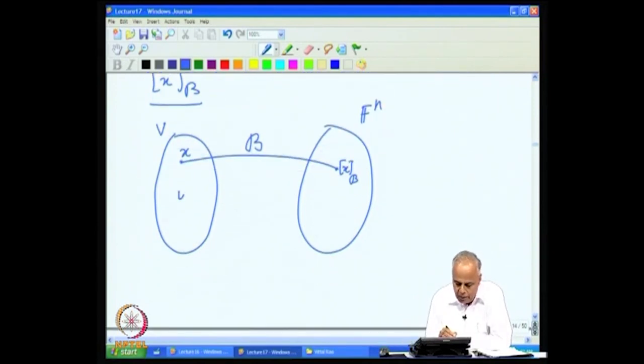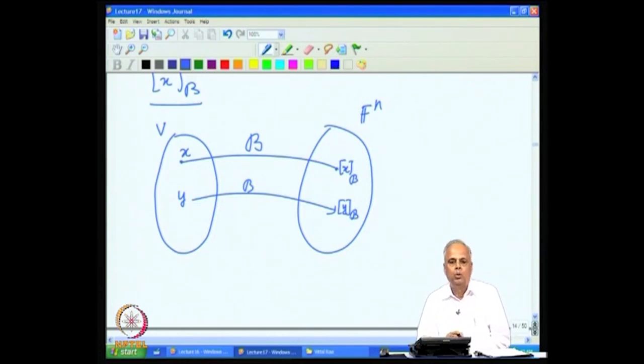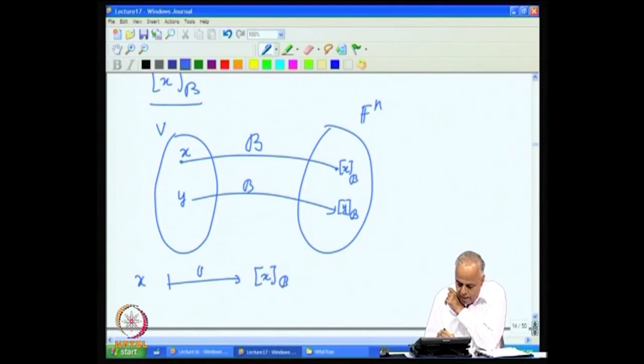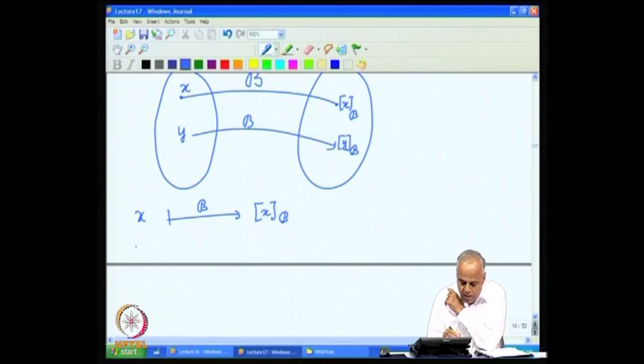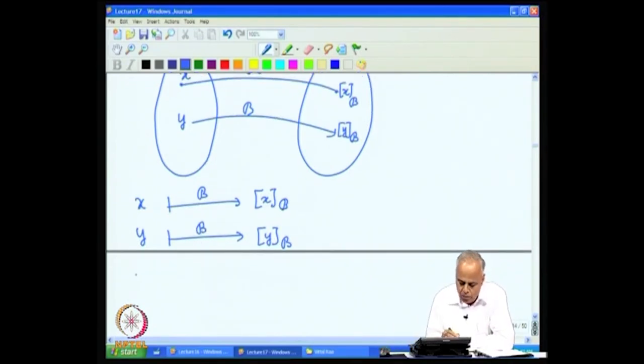Now, suppose we take two vectors, then y will get converted to y_B. So, we have this conversion of every vector in V into a vector in F^n. X has been encoded as x_B, and the encoding apparatus is the ordered basis B, and y has been encoded as y_B. So, we have these two vectors. Now, how good is this encoding?